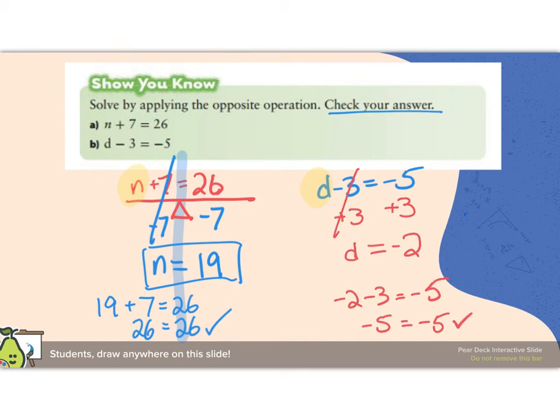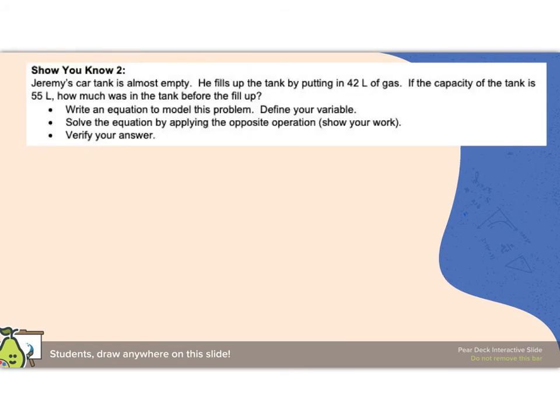That looks good. Okay, lastly, let's take a look at this word problem. Jeremy's car tank is almost empty. He fills the tank by putting in 42 liters of gas. If the capacity is 55 liters, how much was in the tank before the fill up? Okay, first thing we need to write an equation. I'm putting in 42 liters of gas and it's equaling 55. So it's really, let's say, empty tank plus 42 liters equals 55. So now I have my equation.